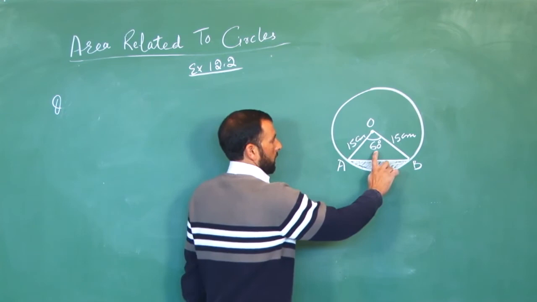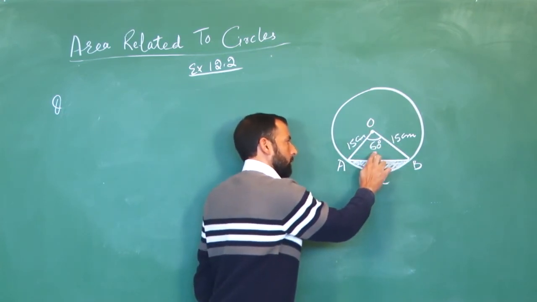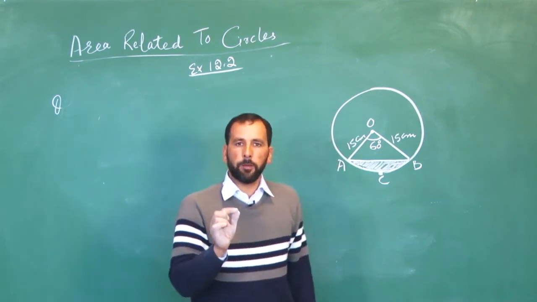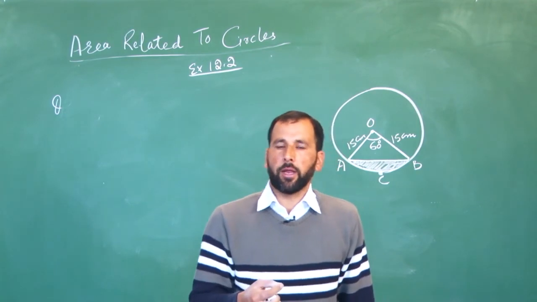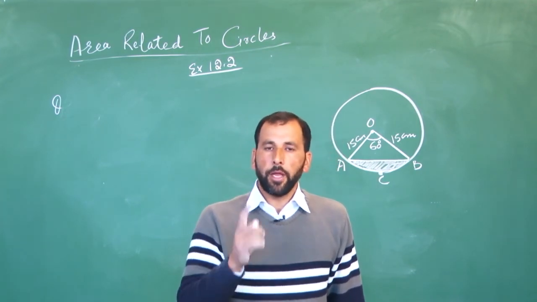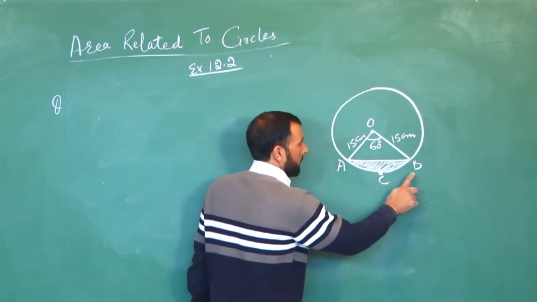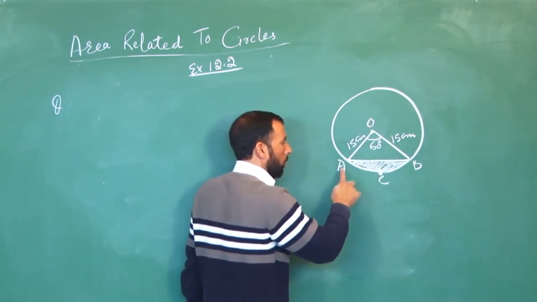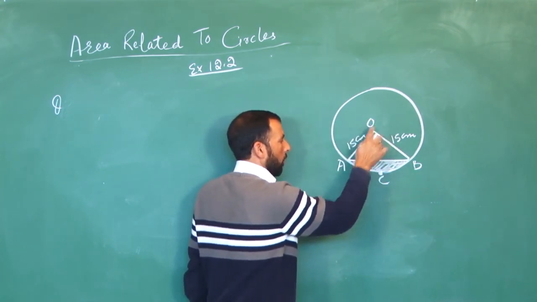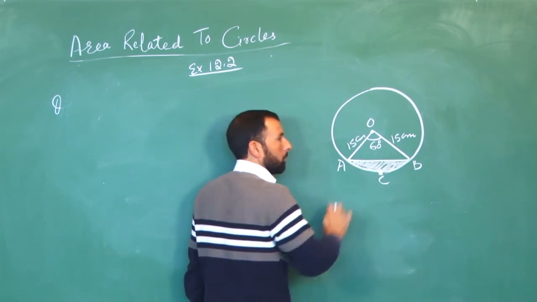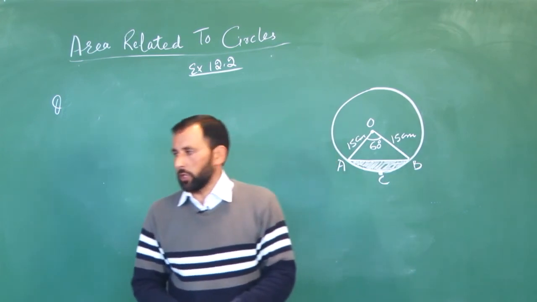It is an isosceles triangle because both the radii are equal and one angle is equal to 60 degrees. When two sides of a triangle are equal and one angle is 60 degrees, then the triangle is said to be an equilateral triangle. So we can find this ACB area by the area of OACB complete minus the area of this equilateral triangle OAB. Why is it equilateral? Because two sides are equal and one angle equals 60 degrees.